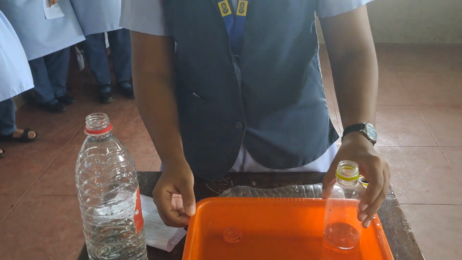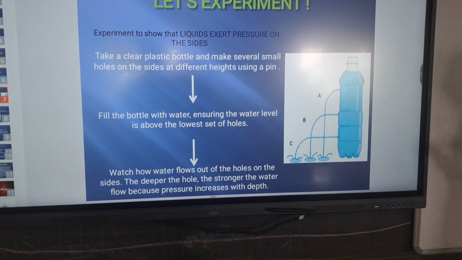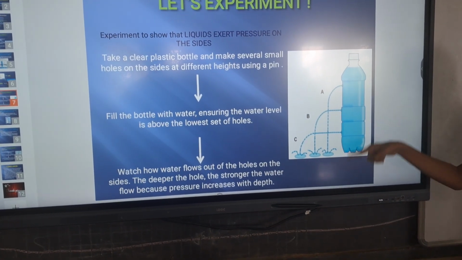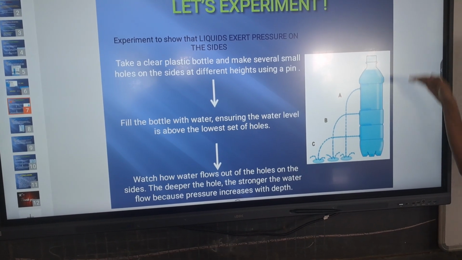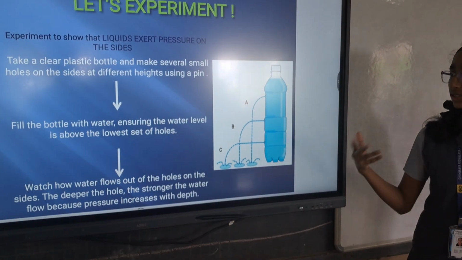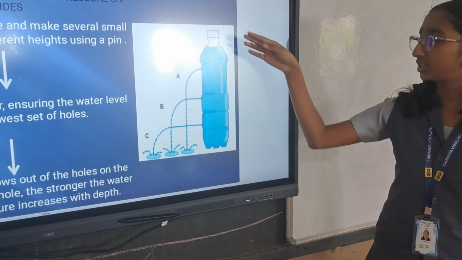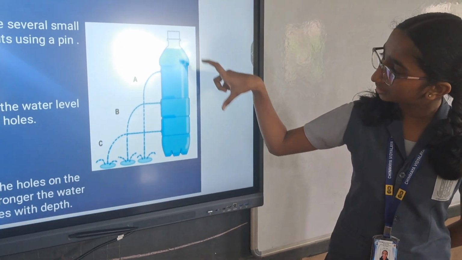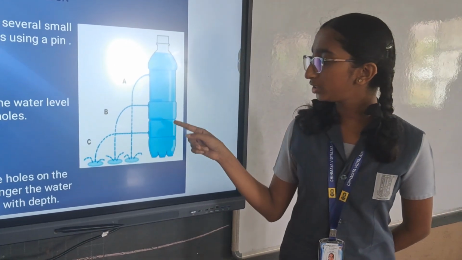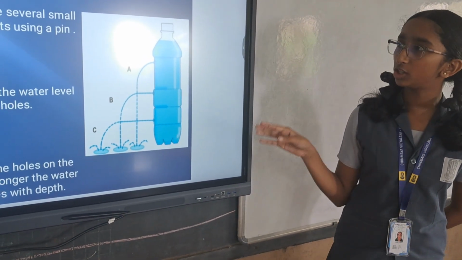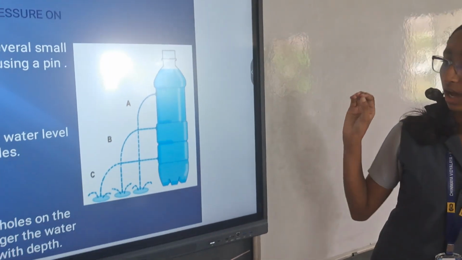So here, when the depth is a little decreased, you can see that the water is going a little weakly, and here, at medium depth, a little more strength. While here it is going at maximum strength because there is a lot of height, there is a lot of depth here. So this has more strength. So this also proves that the higher the depth, the higher the pressure.